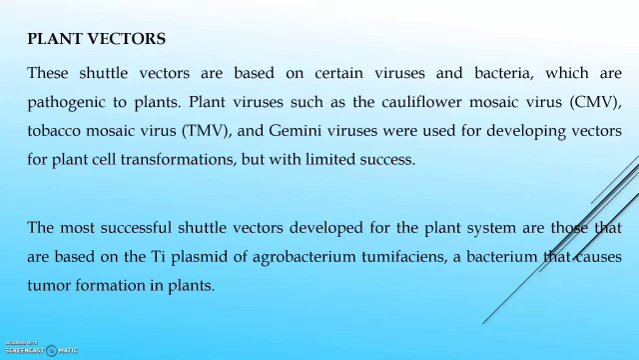The most successful shuttle vectors developed for the plant system are those based on the Ti plasmid of Agrobacterium tumefaciens, a bacterium that causes tumor formation in plants. This has been successfully exploited for the development of A. tumefaciens-based vectors for the genetic engineering of plants. The success in plant genetic engineering and the development of a number of transgenic plants is mainly due to the development of vectors based on the Ti plasmid and A. tumefaciens.